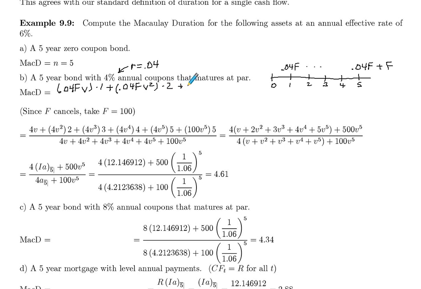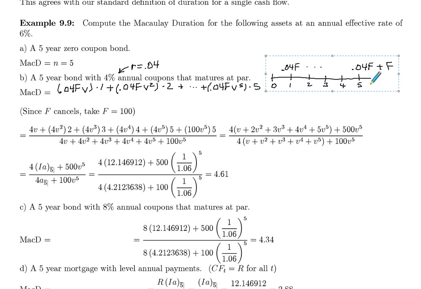And then we keep going here until we get up to time 5. We're going to have that last coupon payment, 0.04F, and it gets brought back to time 0 with a discount factor v to the 5th. And that's the weighting for the duration of that cash flow, which is 5.